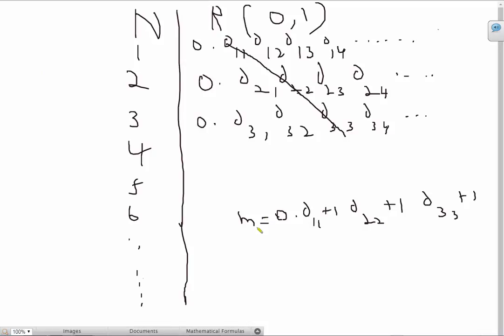All we have to do now is realize that m is different from the first number on this list because the first digits don't match. It's different from the second number because the second digits don't match. Different from the third because the third digits don't match, and so on and so forth. And thus, we have created a number which is different from all of these numbers in this list, even if there were to exist any. We have shown that this list does not contain this number. Therefore, the cardinality of R is greater than the cardinality of N. And R is a set which we call uncountably infinite.